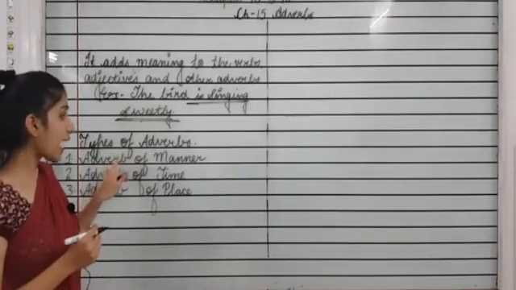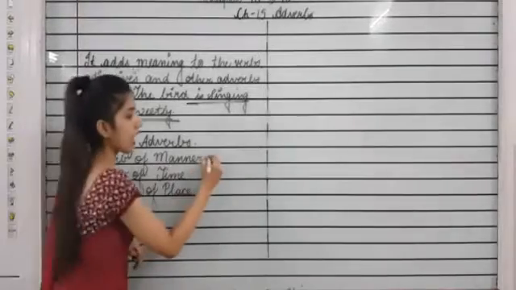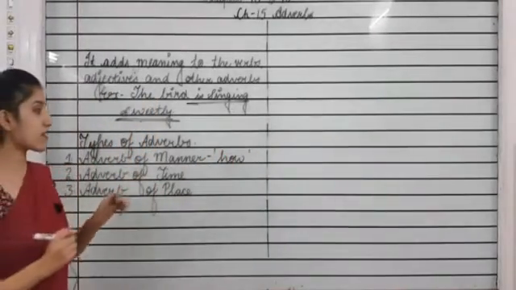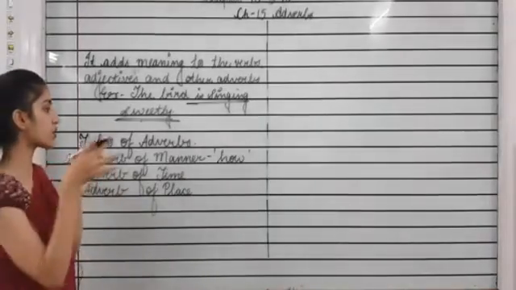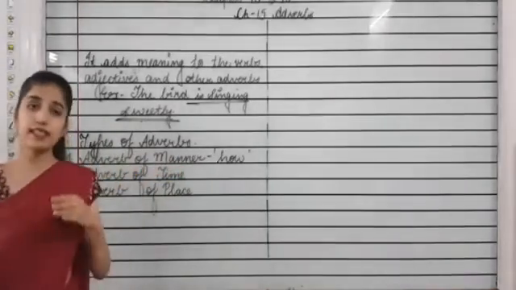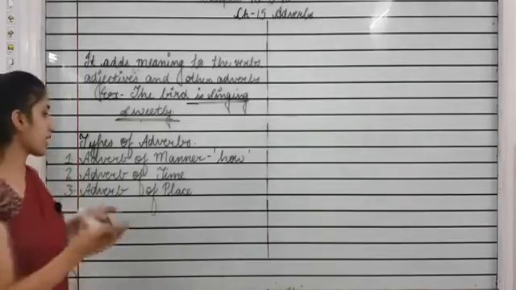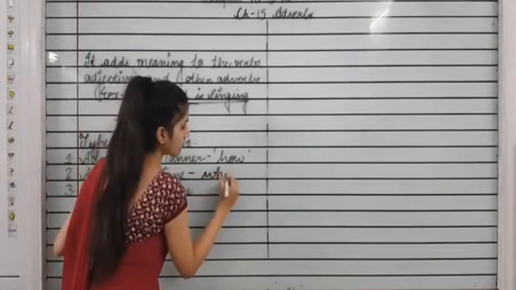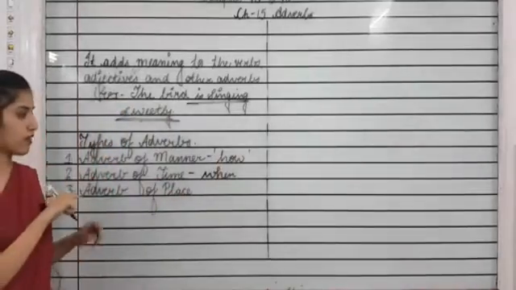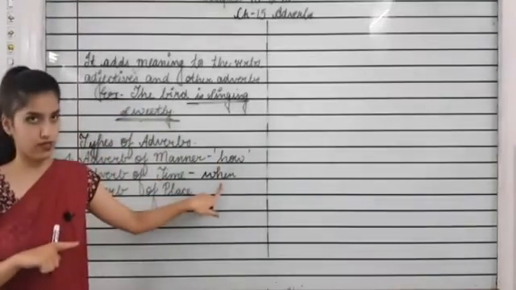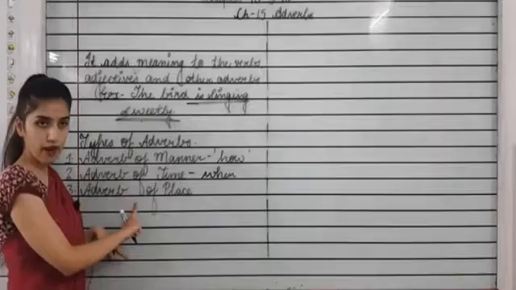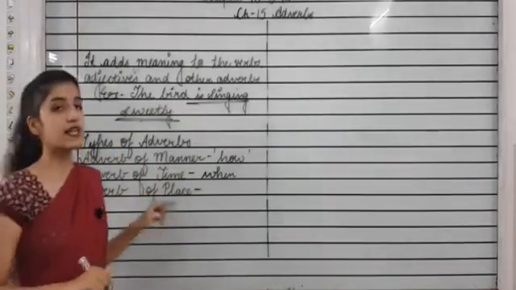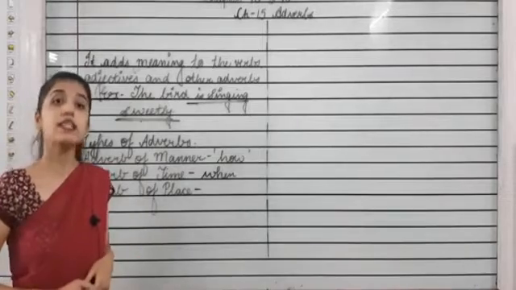First, adverb of manner tells us how an action is done. Adverb of time tells us when an action is done. Now moving to the last type of adverb, that is adverb of place. Adverb of place tells us where an action is done.